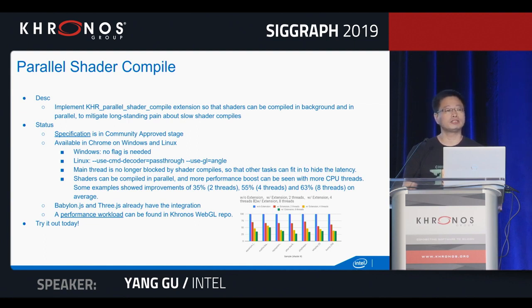We have some performance data here with 2 CPU threads, 4 CPU threads, and 8 CPU threads. We can see very obvious performance boost with this feature. Some major WebGL frameworks like Babylon.js and Three.js already have this integration. Just try it out today.